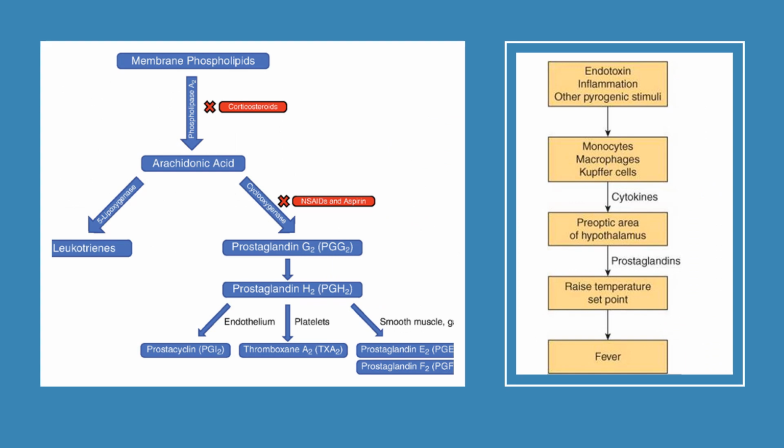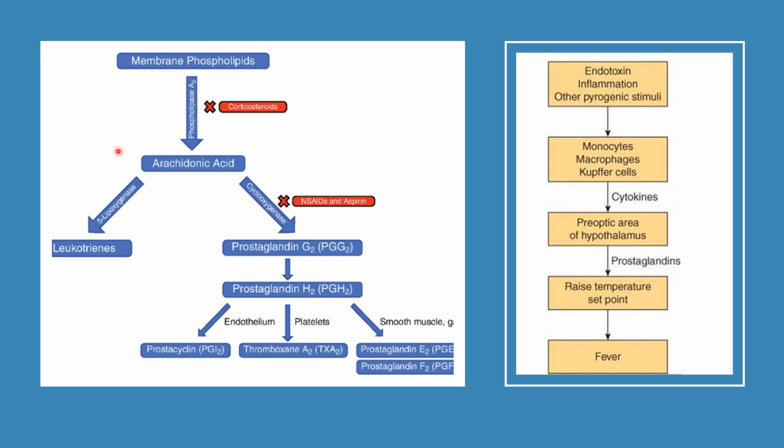So it is obvious that since locally released prostaglandin is raising the temperature set point, its action has to be reduced. Its action has to be blocked. This function is actually done by aspirin or NSAIDs, the non-steroidal anti-inflammatory drugs.